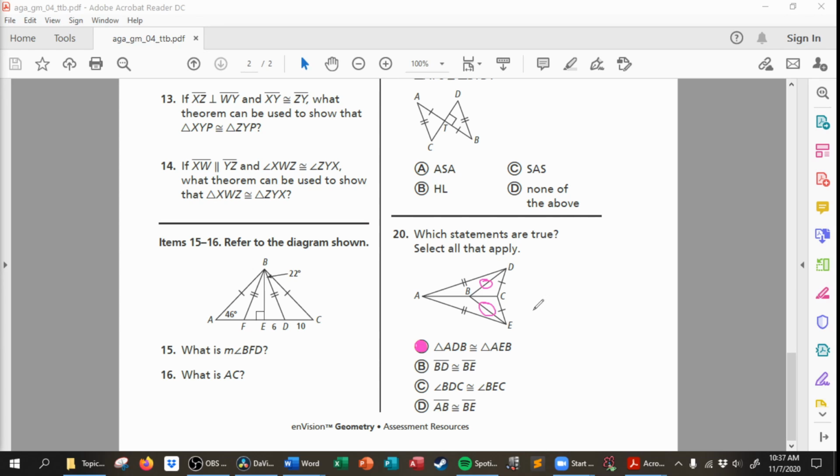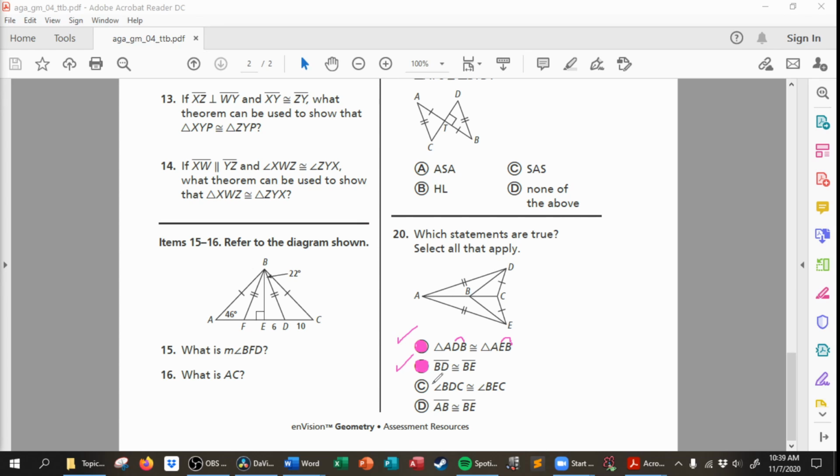And to do that, we can say that since we already know this is true, and these are corresponding parts of congruent triangles, this must also be true. So let me say it again, a little bit drawn out this time so you have more time to see what I'm talking about. We've already shown ADB is congruent to AEB, and we can see here that DB and BE are corresponding parts of already known congruent triangles, so they must also be congruent.